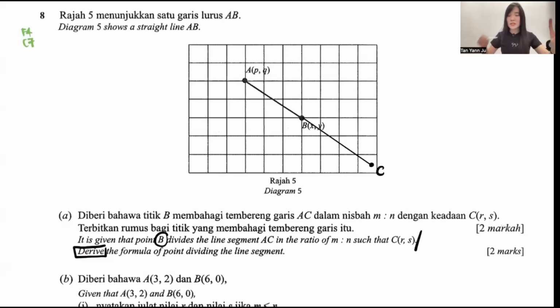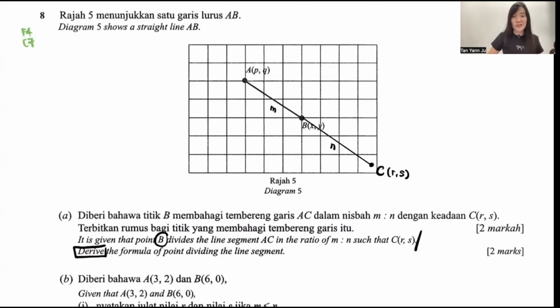So they mention A first, only mention C. So the A part will be M. The C part will be N, okay? Such that they say this C coordinate is what? RS, okay, right there. So now they want you to derive the formula of point dividing the line segment.